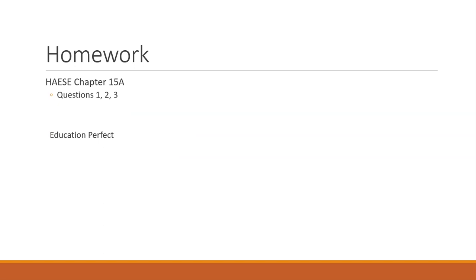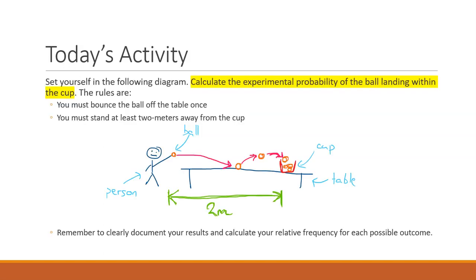Now, if you're working from school, it's still a good idea to have a go at these questions, but the activity for today is we're going to play a game. And the game is calculating the experimental probability of a ball landing within the cup. So the way in which this is going to work is I'm going to give you some ping pong balls and some cups. And you're going to stand 2 meters away from the cup, and you're going to try and throw the ping pong ball into the cup. However, the rules are that the ball has to bounce off the table at least once.